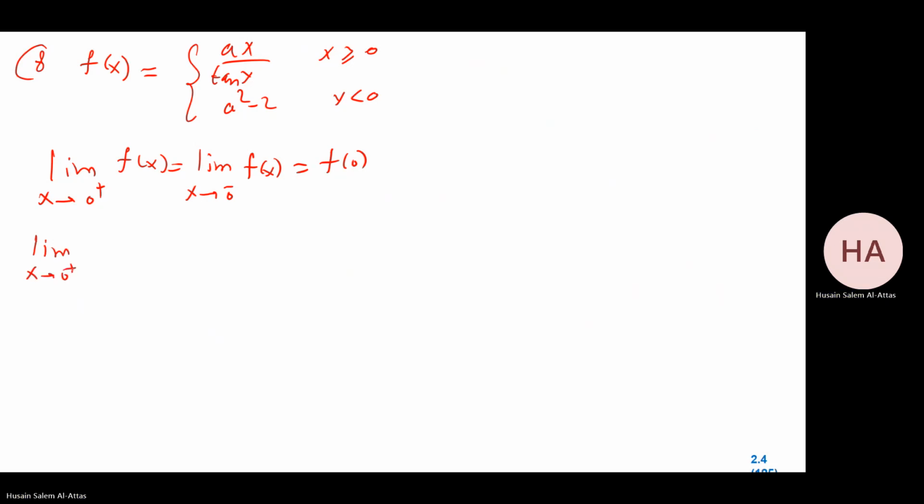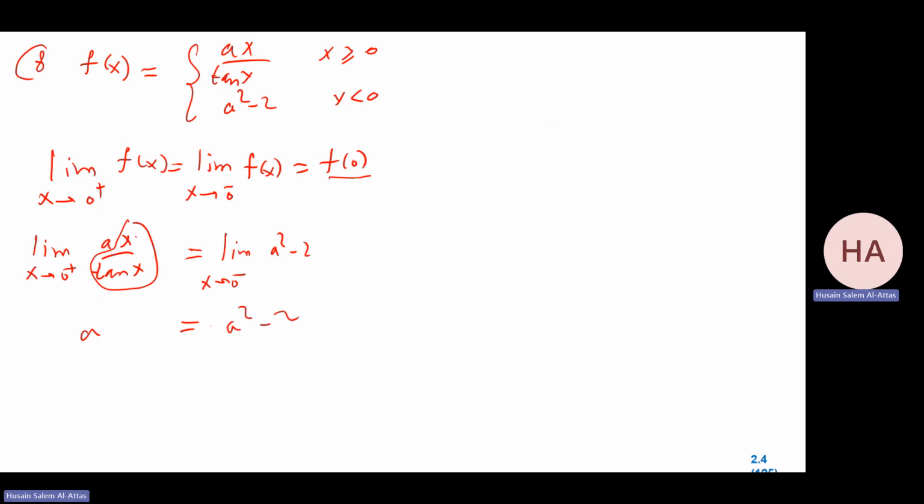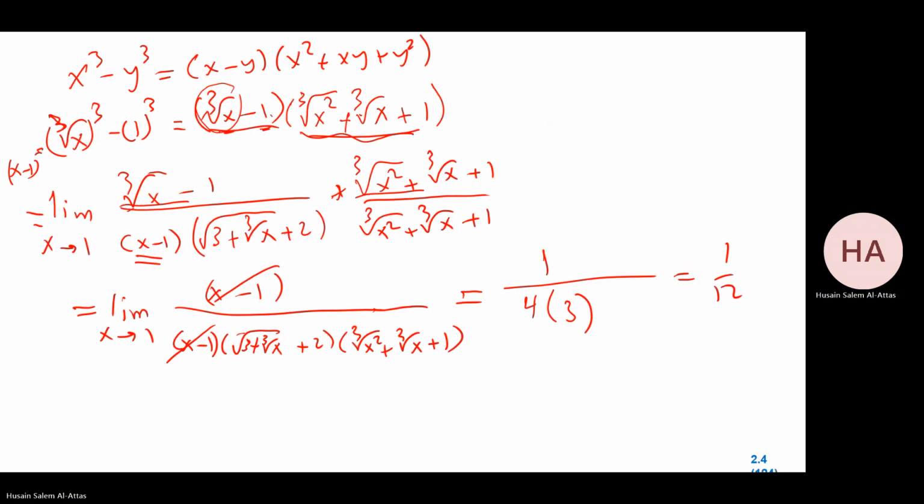This limit, ax over tan x, is what? This is a special limit. Yeah, and this one, the rest is the same. So this is a equal a squared minus 2. If at 0, it will not make a difference. No, it cannot be x.